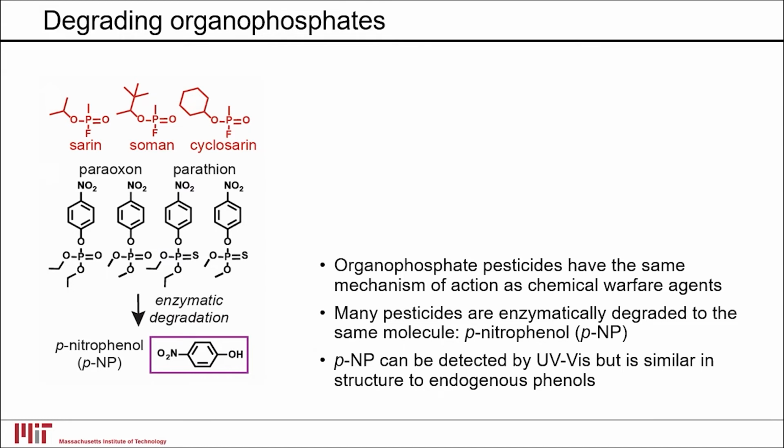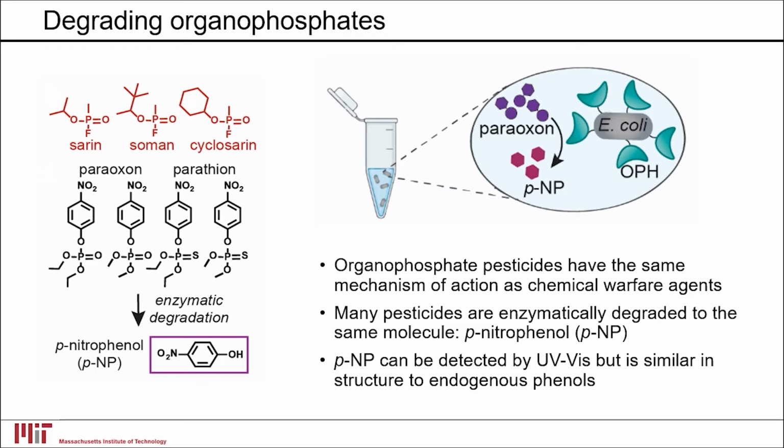When we look at organophosphates, the pesticides are shown in the middle here. The main two classes are paraoxon and parathion, and they're all connected. They all have this connection between a nitrophenol group and a phosphate group through that oxygen. We can see that this organic linkage through this oxygen is very similar to the structure of sarin, soman, and cyclosarin gases, which are chemical warfare agents. But the advantage we have in detecting these pesticides is that they all enzymatically degrade to the same compound shown on the bottom, p-nitrophenol, or PNP.